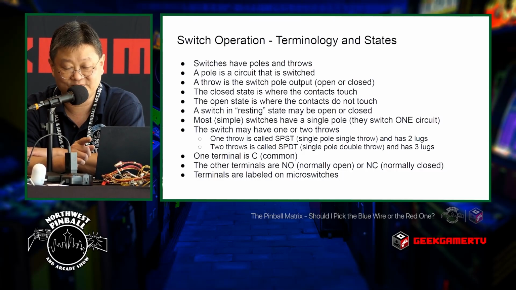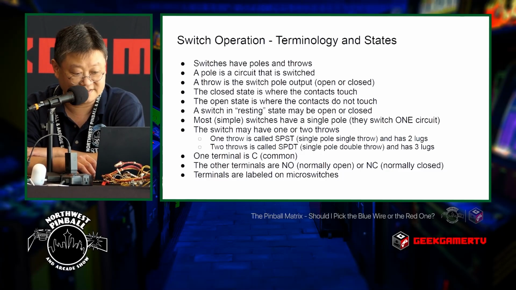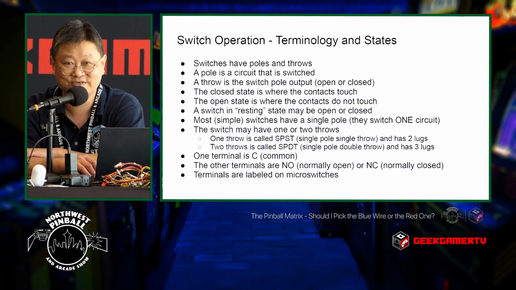And the reason why I talk about this is you'll see later with wiring. Some switches only have two lugs, and a third lug is introduced for other purposes, and some switches have three lugs, and that third lug is used for other purposes. There's always a common terminal. It's always labeled C. The other two terminals, NC and NO, normally closed and normally open, give the resting state. And the terminals are labeled on a micro switch. You might not be able to see them as you get older, like me, but if you put a magnifying glass in front of them with a strong light, they are labeled.